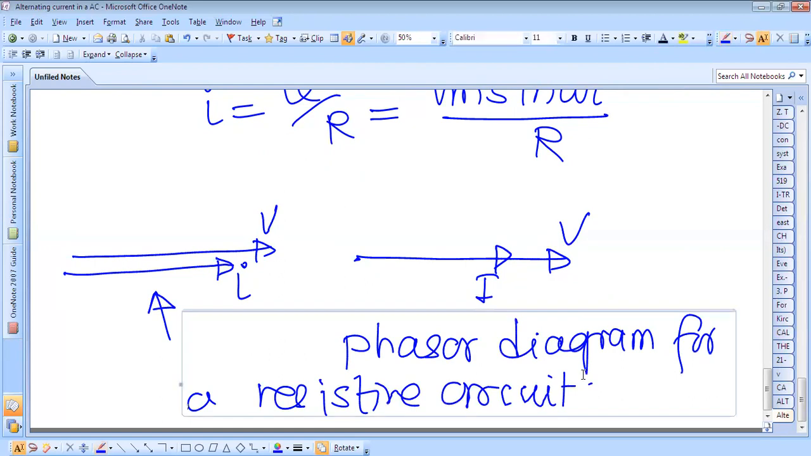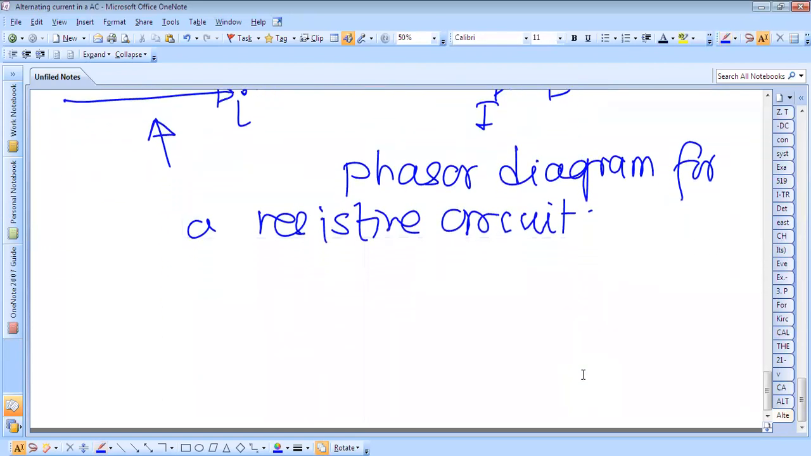In this way, this is the resistive network, and when you apply the alternating voltage to the resistive network, we can apply Ohm's law without any modifications.